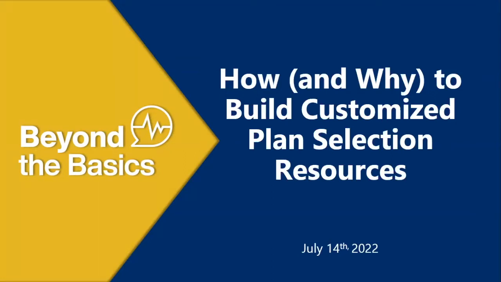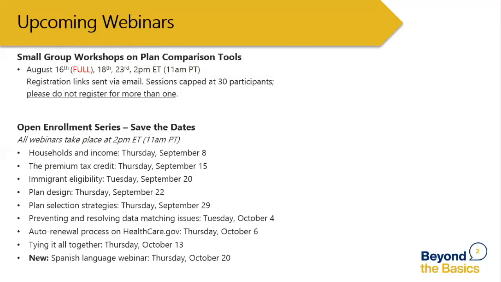Next slide, please. Here on this slide, you can see our upcoming webinars. As a follow-up to today's presentation, we'll be hosting small group workshops on plan comparison tools in August. These workshops are capped at 30 attendees and are intended for assisters who will be creating tools for their organizations. Our August 16th workshop is full, but we still have space remaining in our sessions for August the 18th and August the 23rd. These sessions all contain the same content, so there's no need to register for more than one. Below that, you'll also see the dates for our open enrollment series starting in September. You don't have to write all these dates down. After the webinar, we'll be circulating these slides along with a video recording of today's presentation and additional resources. We'll also post everything to our Beyond the Basics website.